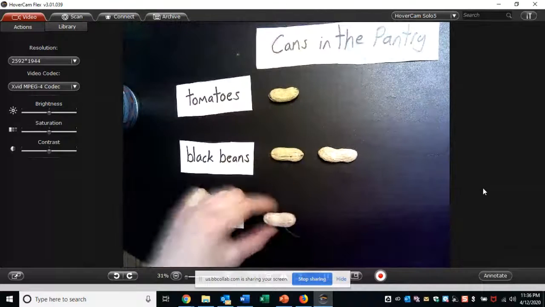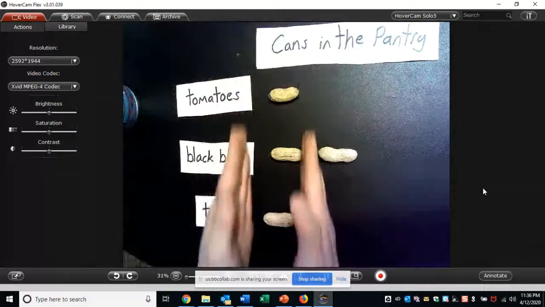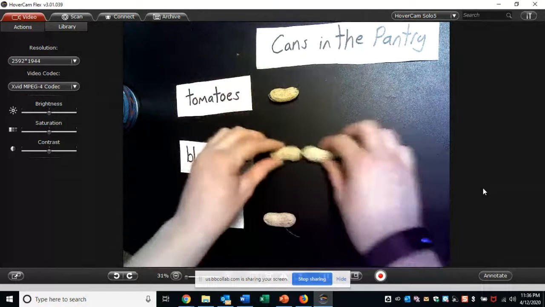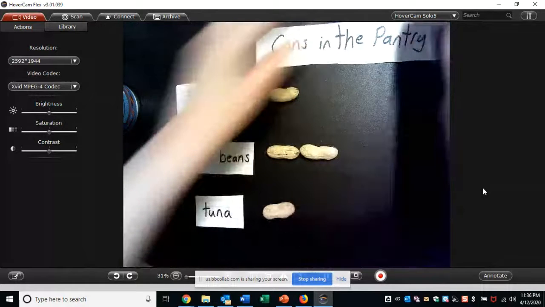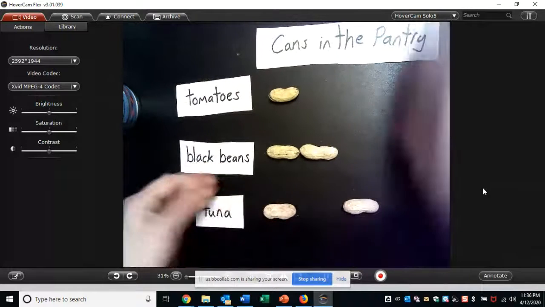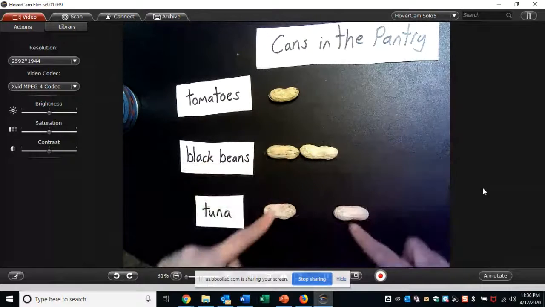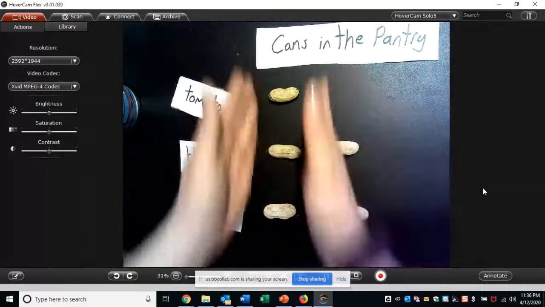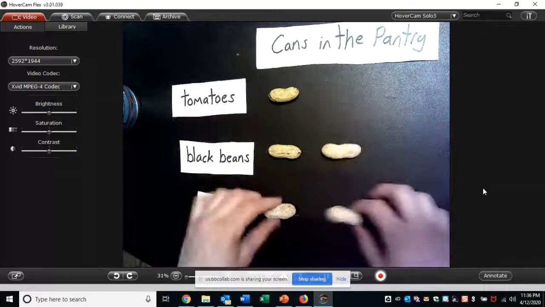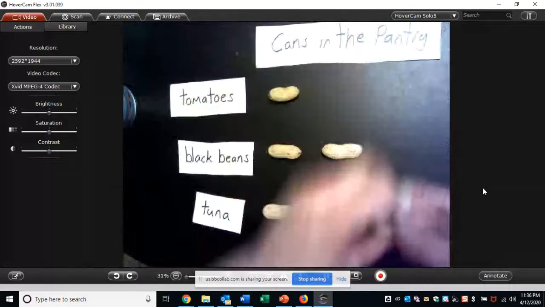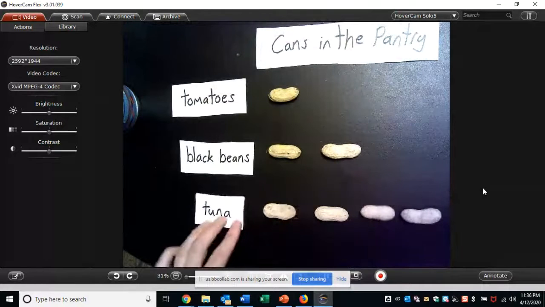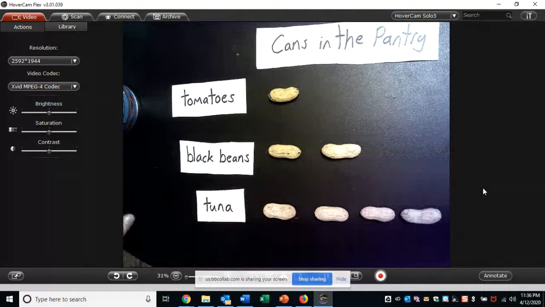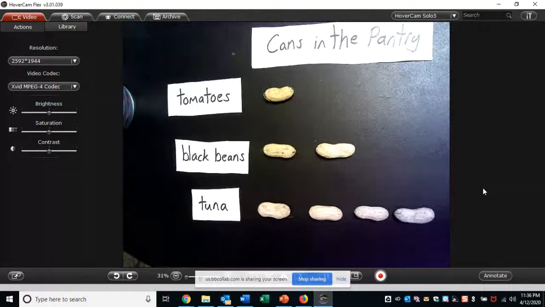Got 1. And again, I want to make sure that they're in even rows. If they're all bunched up, maybe some of them are bunched up and some of them are spread out. See how that's 2 and this is 2, but it doesn't look like the same size. So you really want to make sure you have nice even rows. And I'm going to get 4 tunas.